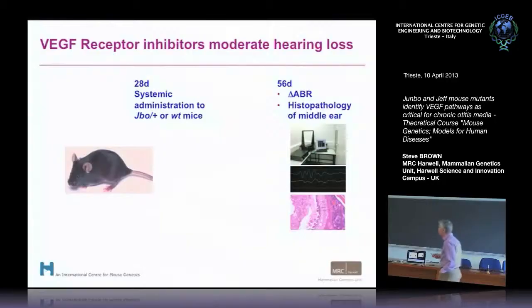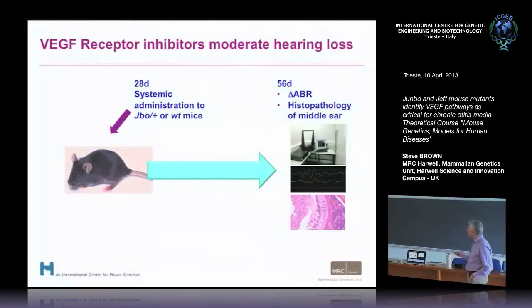So we've carried out at 28 days a systemic administration of these drugs to either Junbo or wild-type mice as our control. And then having administered that drug to them for a whole month, at 56 days, we then test these mice for their hearing responses using a test called ABR. This is an auditory brainstem response. It just measures the level of hearing that the mice have. And we looked to see what was the change in hearing between 28 days and 56 days. In Junbo mice, the hearing tends to get worse. It certainly doesn't improve. Of course, in wild-type mice, it stays quite normal over this time period.